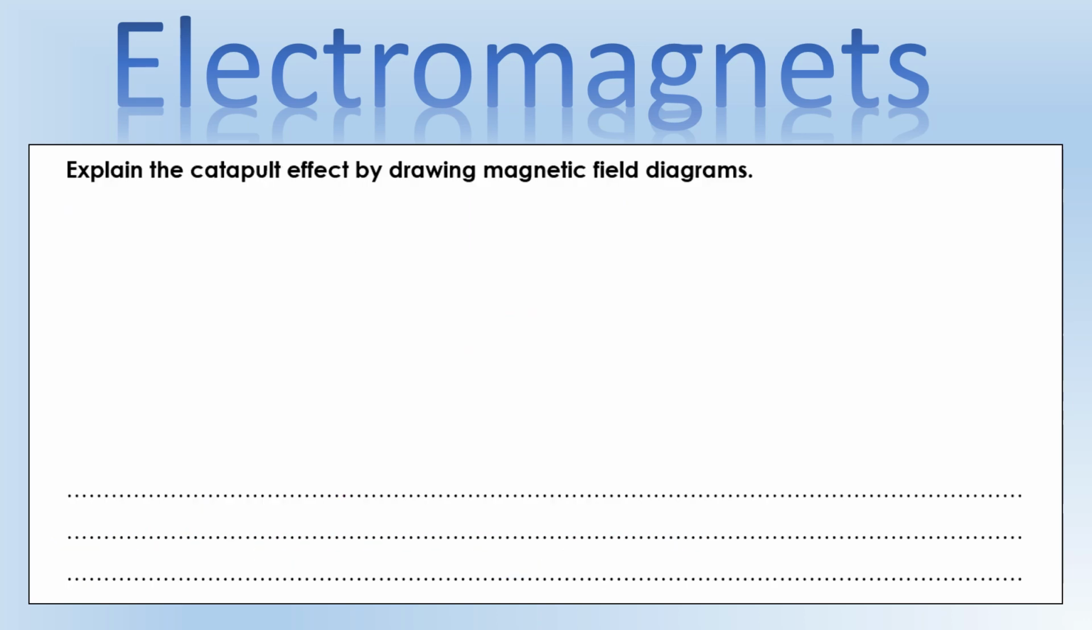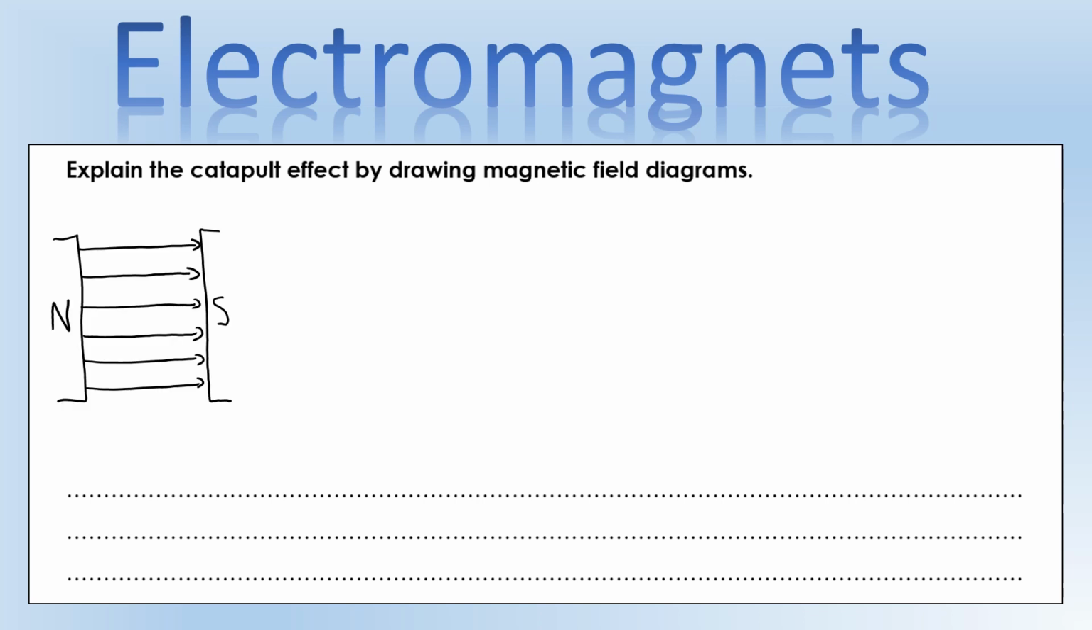Okay, so the final thing we're going to take a look at with electromagnets is how they interact with other magnetic fields. And we get something called the catapult effect, and we'll see what that looks like. We're going to look at the interaction between a current carrying wire and a permanent magnetic field. We're going to create a permanent magnetic field using two bar magnets, with a north pole on one side and a south pole on the other.